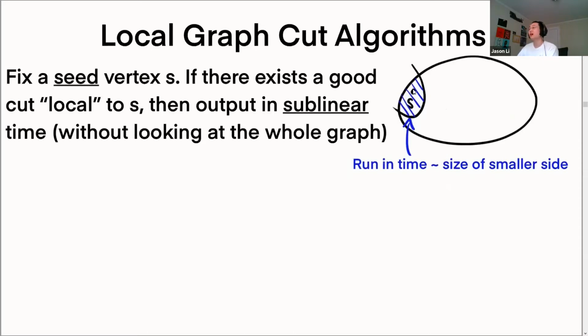Ideally, we would run in time roughly the size of the smaller side, the side containing S, because we need to output that for the problem. So optimally, we'll be running in just that time itself.